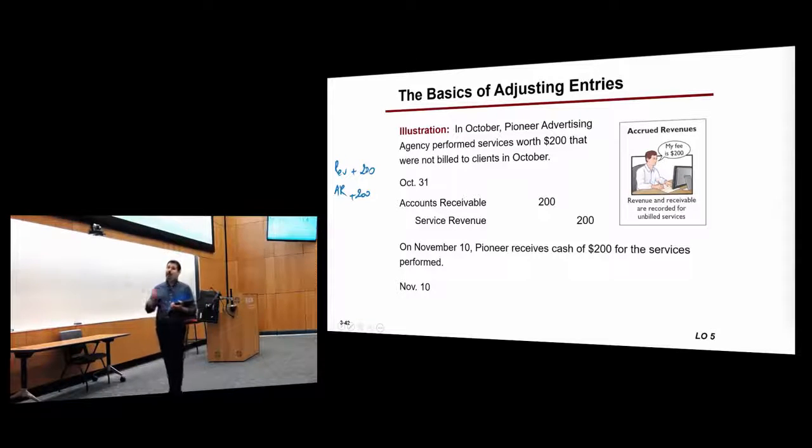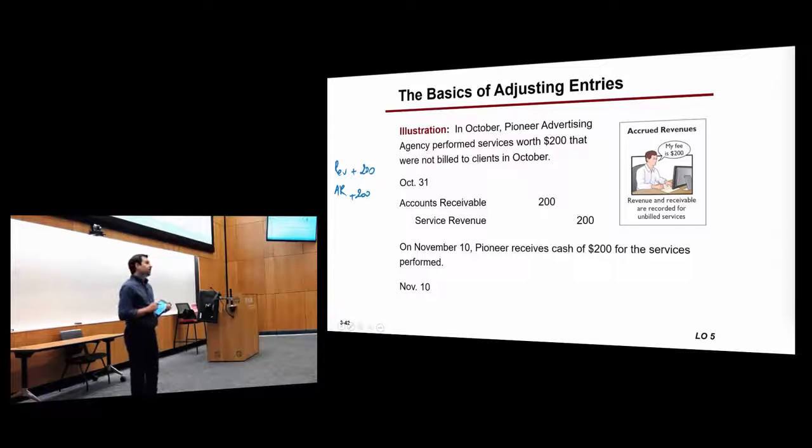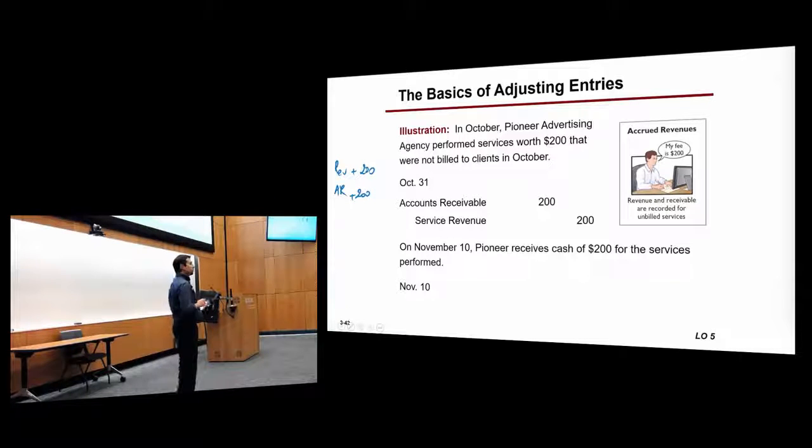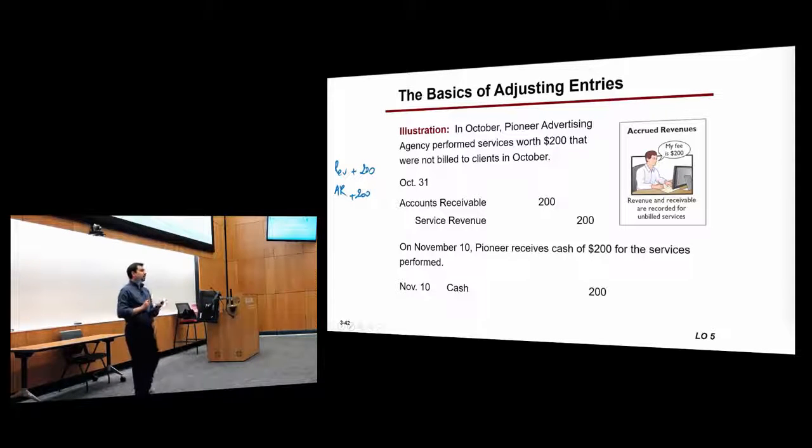Okay, now on November 10th, the company received cash. What are the accounts that are involved? Cash and? Accounts receivable. Exactly. So cash and accounts receivable. There are no new revenues here. The company is simply receiving money that their clients owe them. Their clients owe them 200. The client pays that money. So the company will debit cash and credit accounts receivable.